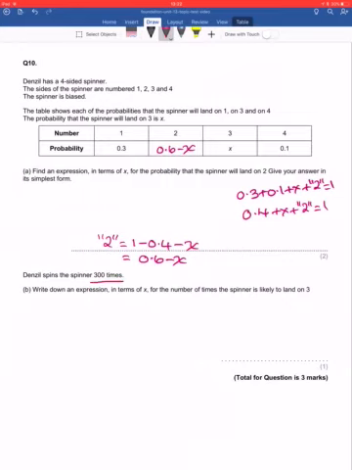Denzel spins the spinner 300 times. How likely is it to be on a 3? So you just want an expression. So you're just going to do 300 times 0.6. Sorry, start again.